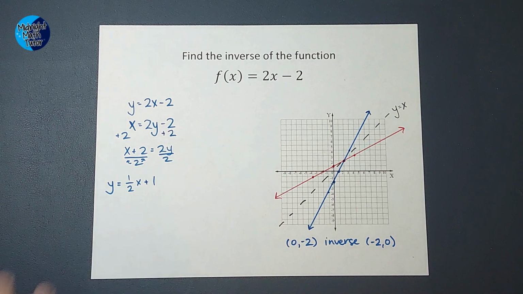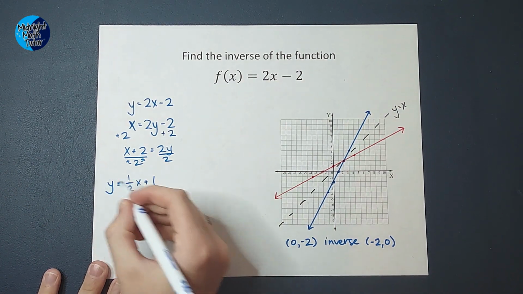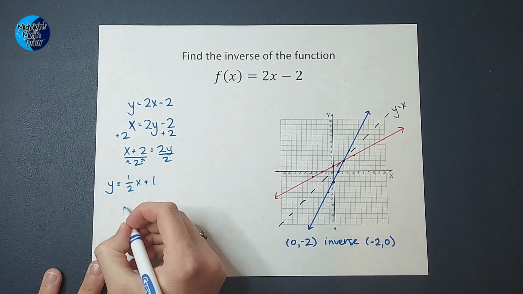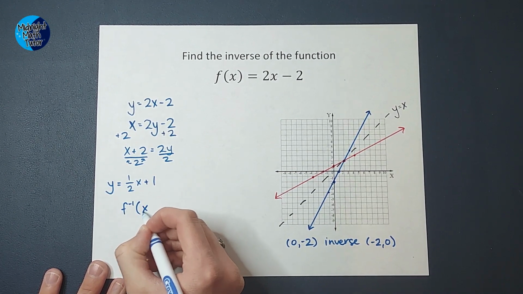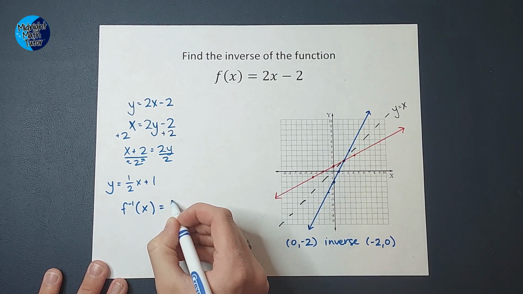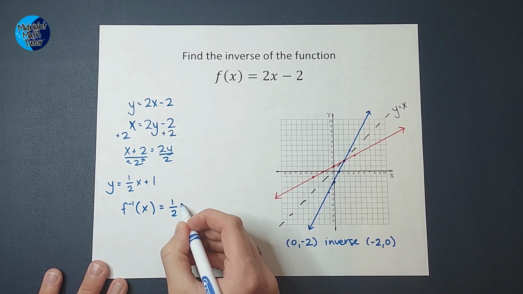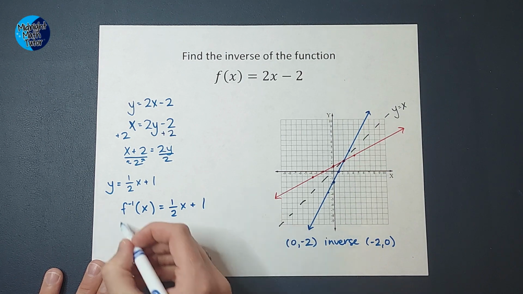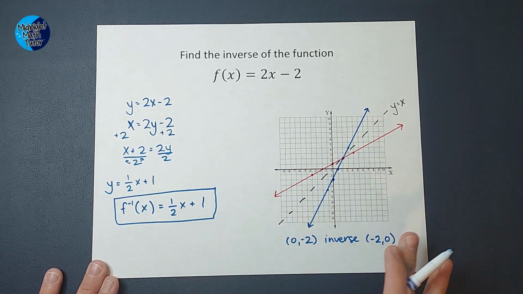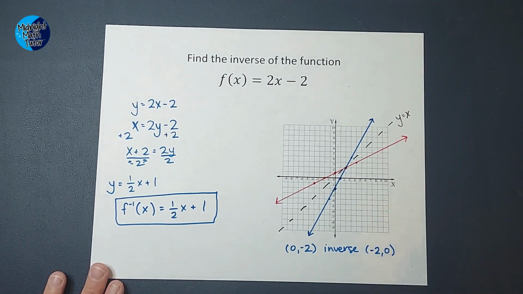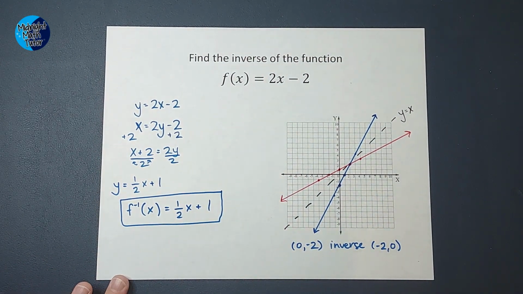So once I'm feeling confident that yes, that is my inverse, we are going to rewrite that y to be f inverse of x equals 1/2 x plus 1. And that, pretend like that was nice and straight, is my answer. I hope this made sense.